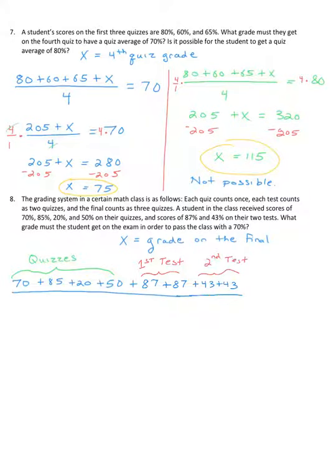The last thing that determines their average is the final exam, and the final counts as 3 quizzes. Now, I'm calling the final x, and it counts 3 times, but that just means you put it into your average a total of 3 times, like that. So this would be for the final.